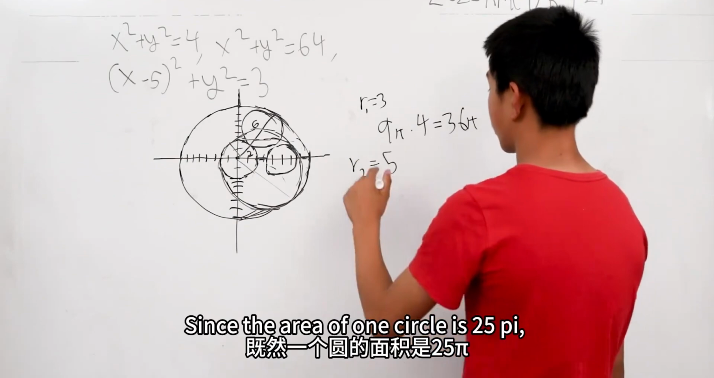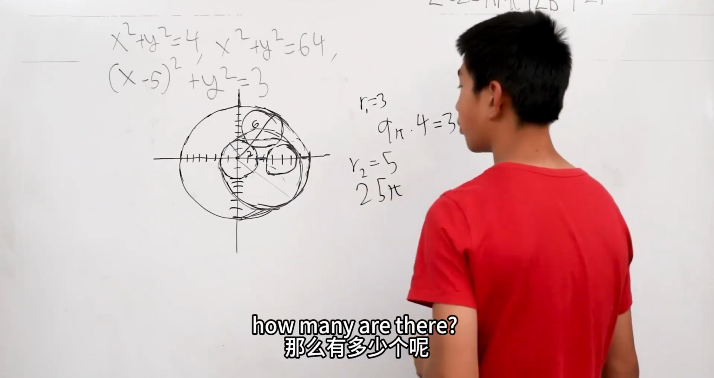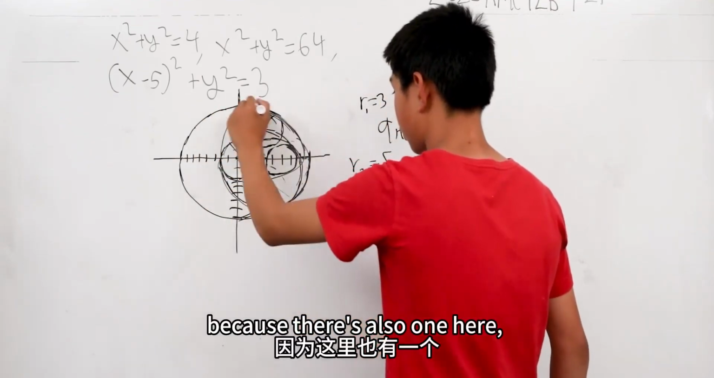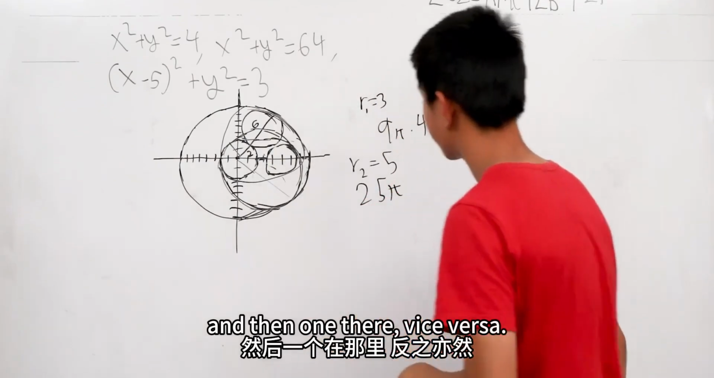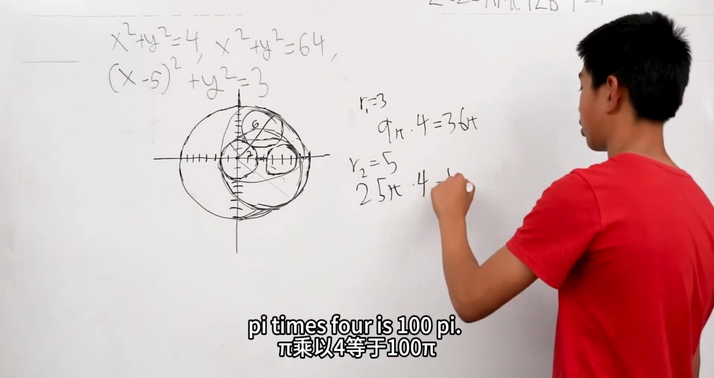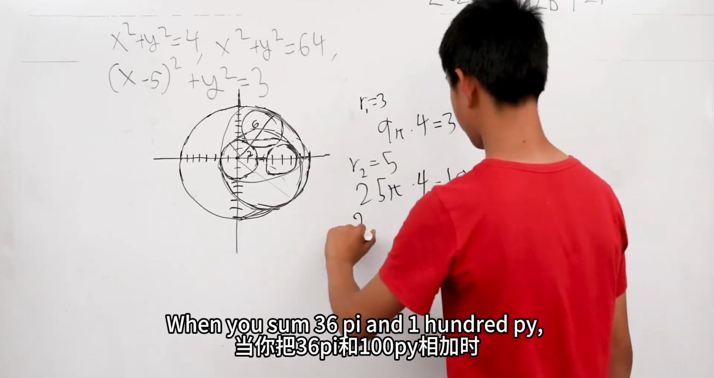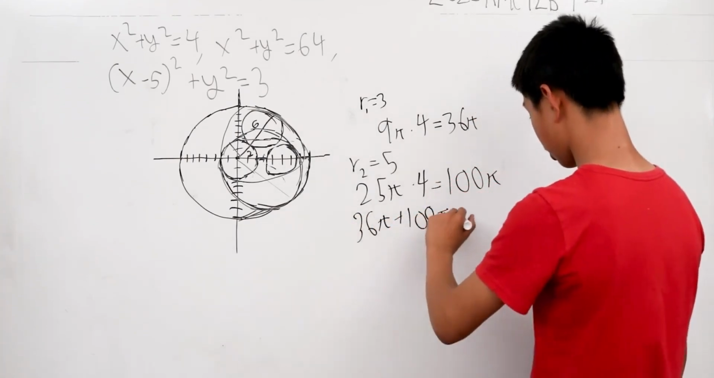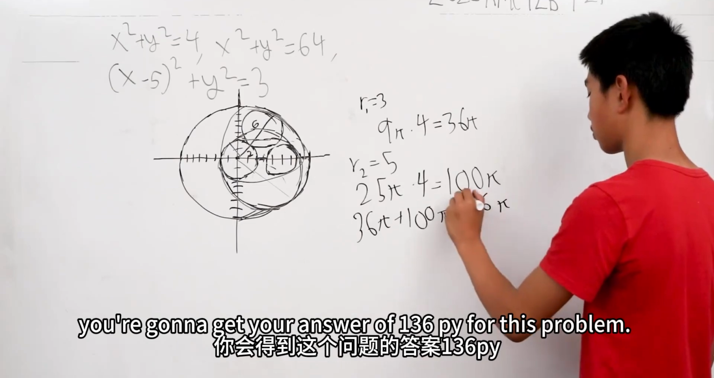Since the area of one circle is 25 pi, how many are there? Well, again, there's 4 of them, because there's also one here, and then one there, and then one there. Vice versa. So 25 pi times 4 is 100 pi. So when you sum 36 pi and 100 pi, you're going to get your answer of 136 pi for this problem.